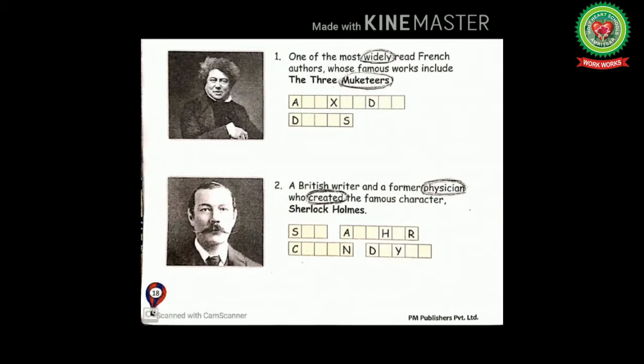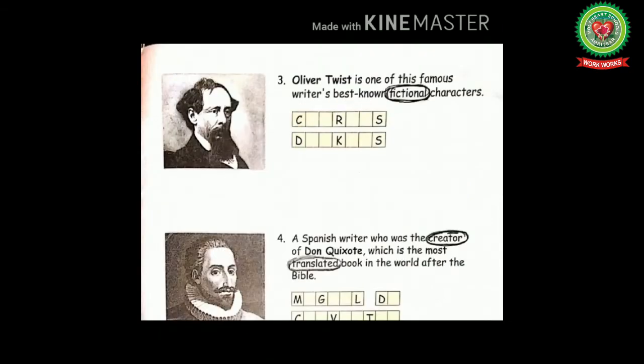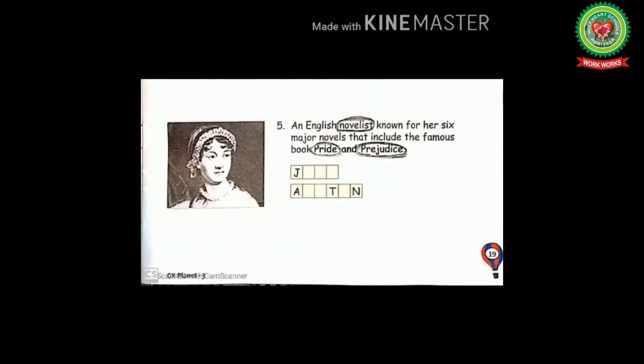Next one is created, bring into existence. Next one is fictional, means imaginary. Next is creator, a person that brings something into existence. Next one is translated, express the words or text in another language. Next one is novelist, a writer of novels.